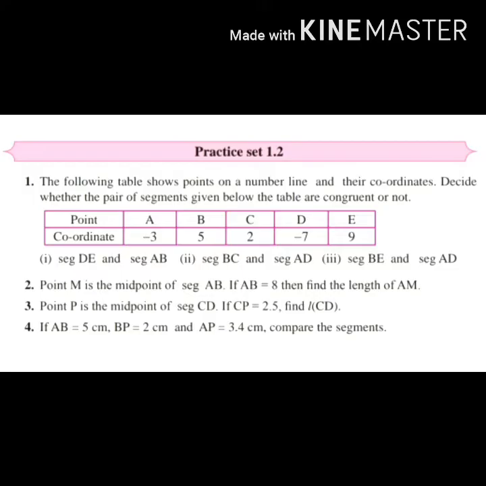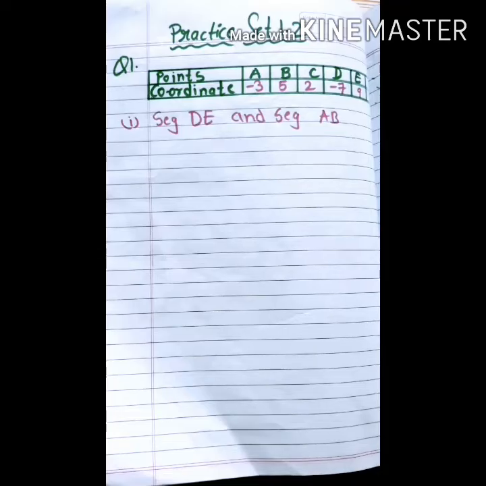The coordinate of point A is given as -3. The coordinate of B is 5. The coordinate of C is 2. The coordinate of D is -7. The coordinate of E is 9. To find whether the given segments are congruent or not, first we have to find the distance of the given segments.